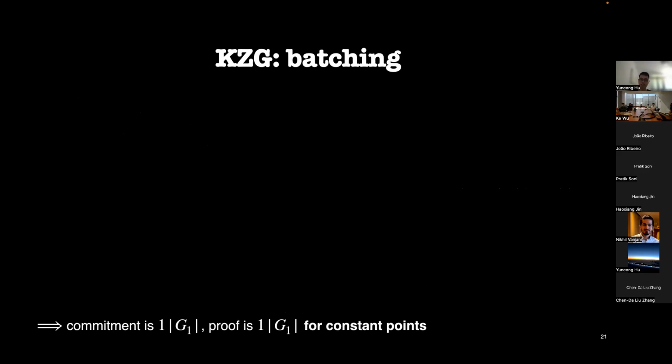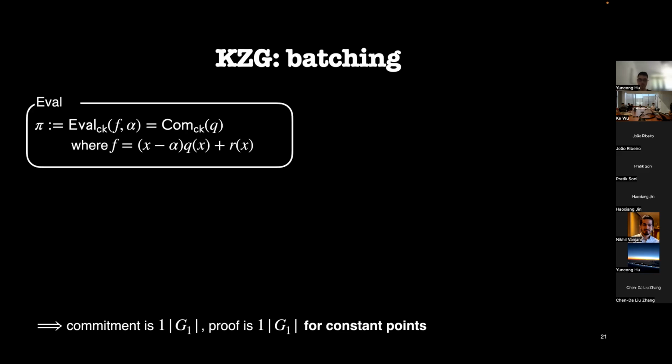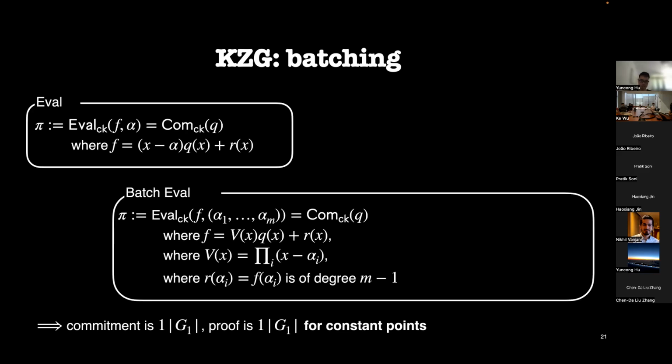And finally, as I said, in the KZG, some recent papers show that there are some very nice batching techniques. And this is a brief idea. Suppose you want to evaluate the univariate polynomial f at m different evaluation points, alpha 1, alpha 2, up to alpha m. How do you do the batch evaluation proof?